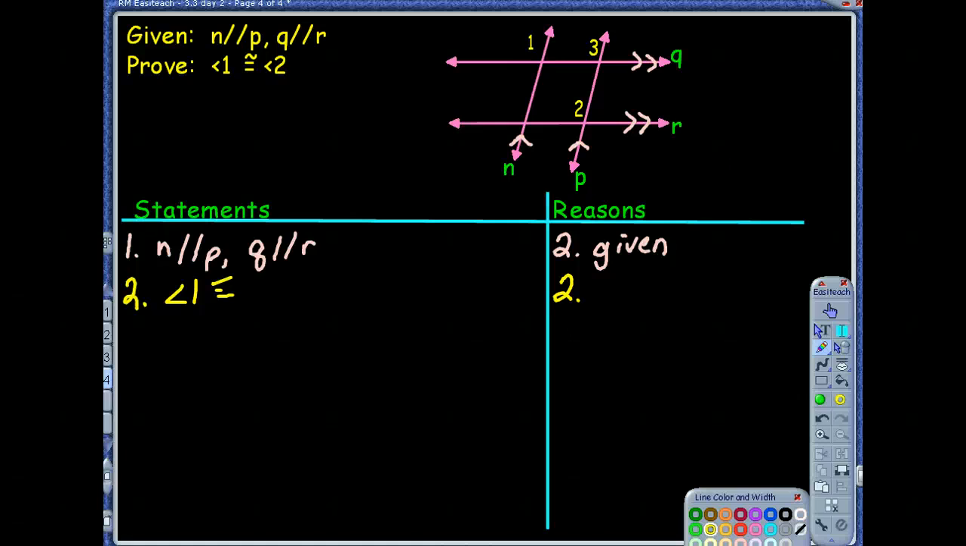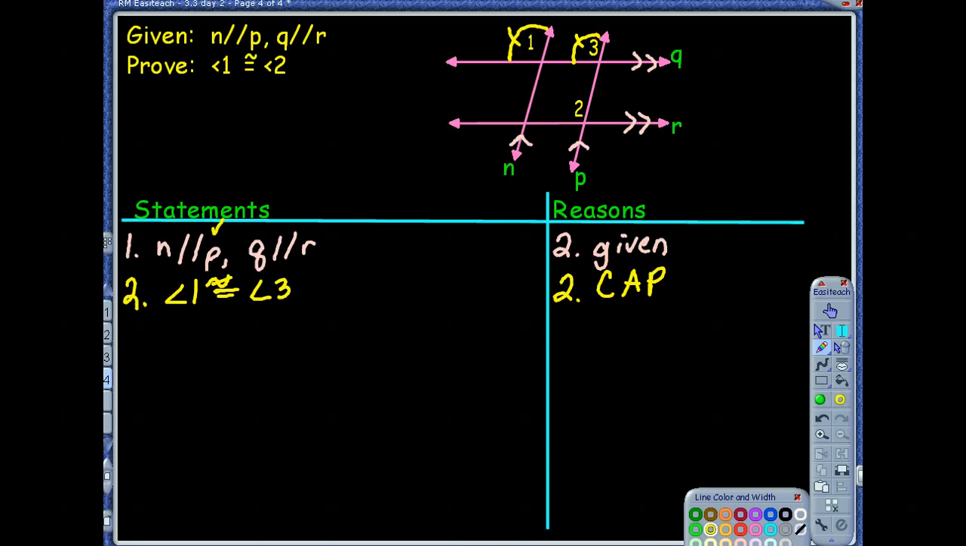Angle 1 is going to be congruent to angle 3. And that's the corresponding angles postulate, because those two angles are corresponding. And now let me go ahead and label it. Again, that came off of the first part of the given, so we've already used that.